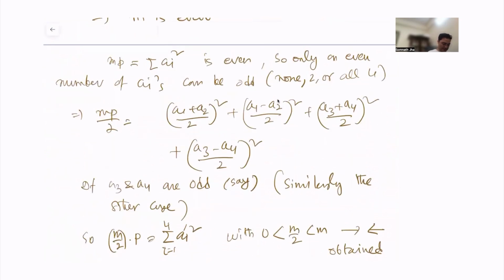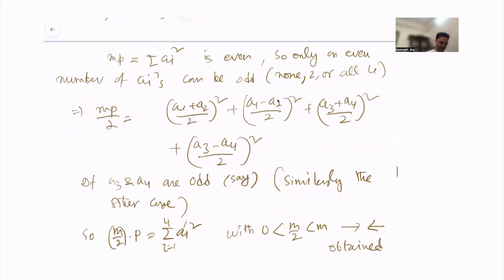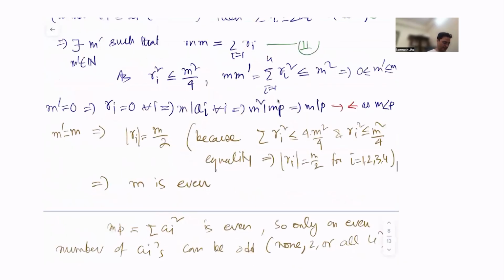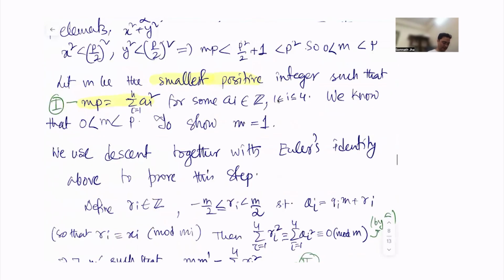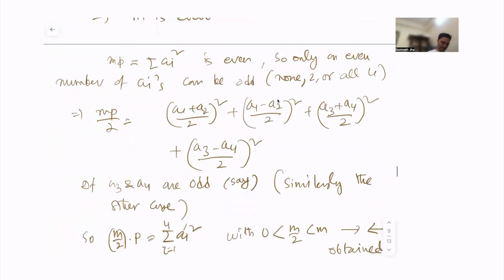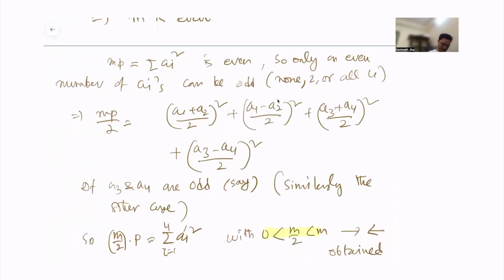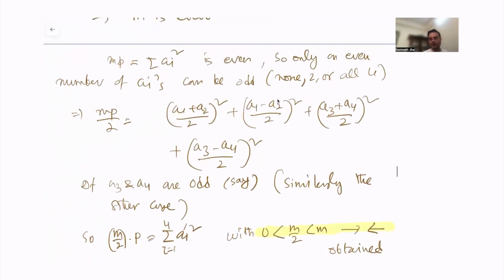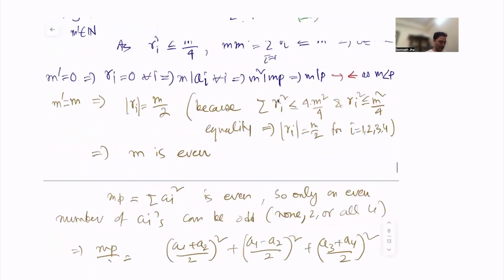So m by 2 into p is the summation of ai prime square, where what the ai prime are doesn't matter. But m by 2 is strictly less than m and greater than 0. So you get a contradiction to the fact that m is the smallest positive integer, right? Here m was the smallest positive integer. So this was the contradiction, so it cannot happen.